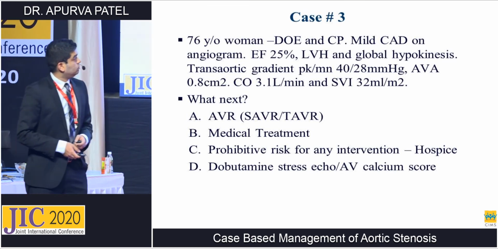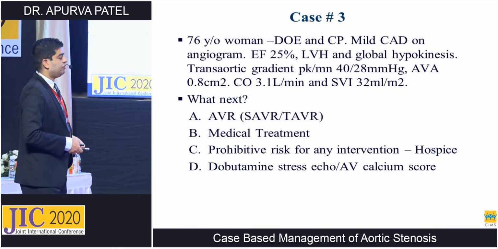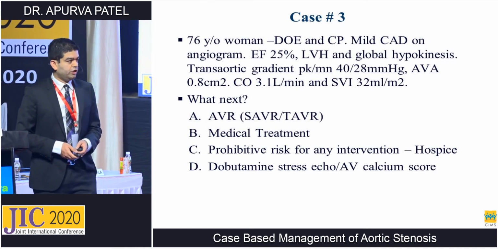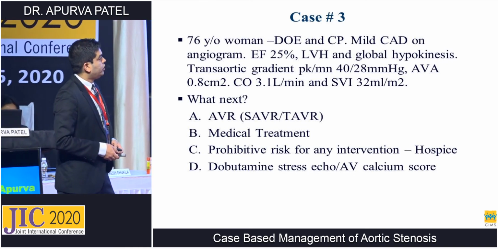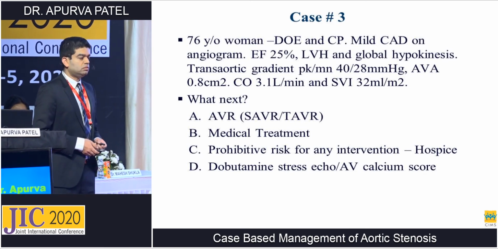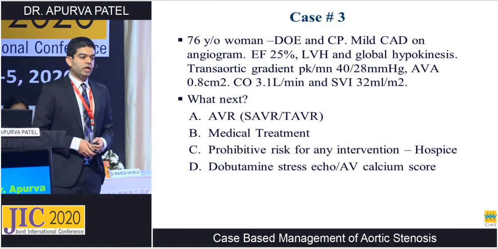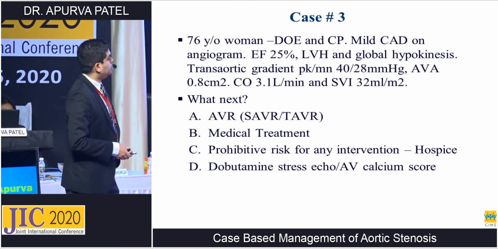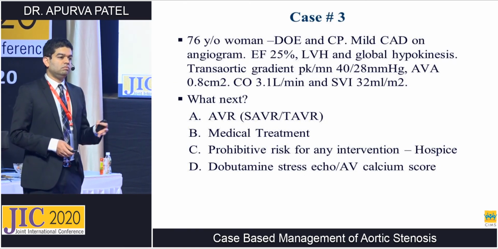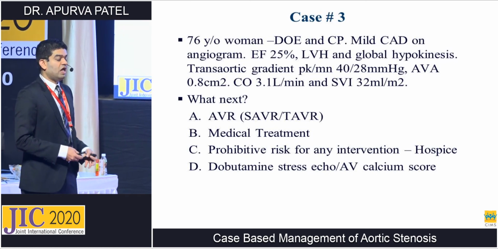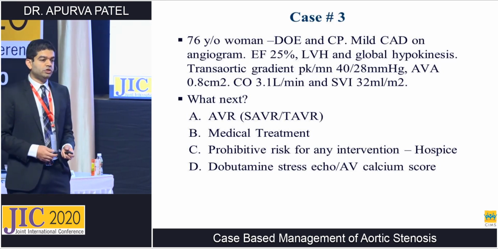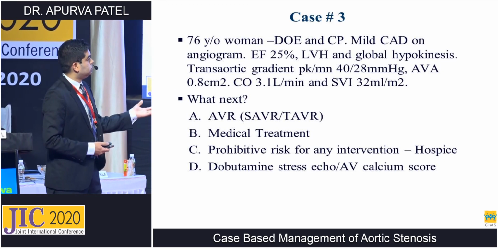Okay, 76-year-old woman, dyspnea on exertion, chest pain. EF is 25 with global hypokinesis. Gradient is only 28. It's not severe, it's not more than 40. Your cardiac output is 3.1, and your stroke volume index is 32 mL per meter squared. What next? Patient symptomatic. So now the main concern is whether the valve area is really small, or the valve is not opening because you do not have much forward output. And the question is, what do you do next? Do you directly proceed with surgery, or do you take any other approach?